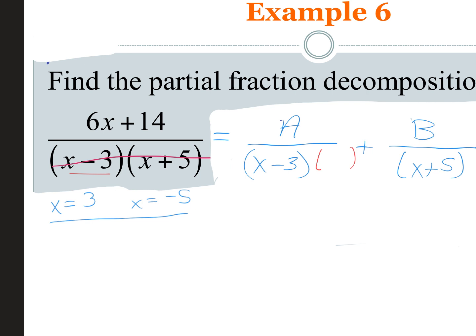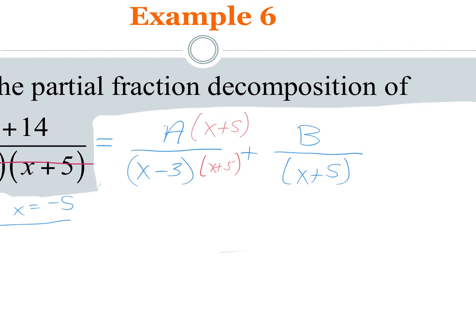Guys, if you're going to make an equivalent, you want the left-hand side to be the same as the right. If you have the x minus 3, what's the other piece of the denominator that it's missing to be the same? X plus 5. What you do to the bottom, you do where? To the top, okay? The second fraction has the x plus 5. What's it missing? X minus 3. So I have to multiply the bottom by x minus 3, then I multiply the top by x minus 3.